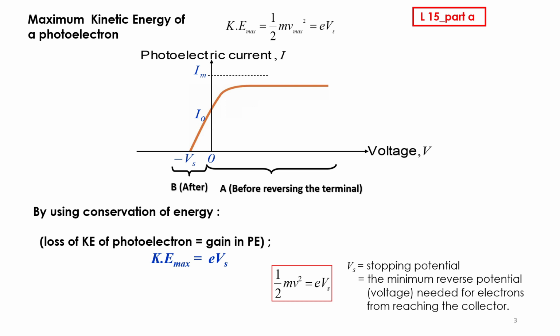From the graph, we look at it after reversing the terminal, so it's Vs. Vs is the stopping potential. It is the minimum reverse potential voltage needed to stop electrons from reaching the collector. We get this by using the conservation of energy, where the loss of kinetic energy of the photoelectron is equal to the gain in potential energy. The equation is the maximum kinetic energy is equal to eVs, the electron charge times the stopping potential.